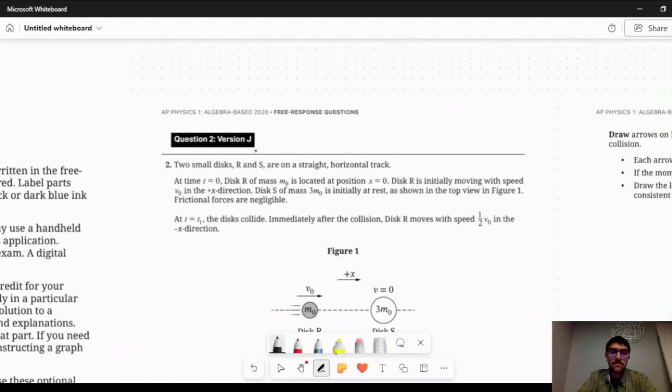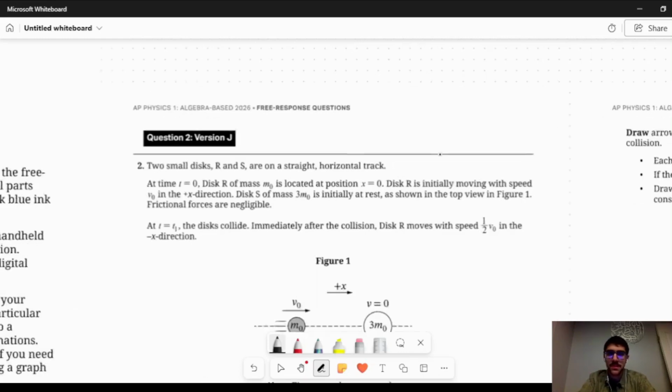By the way, this is version J because they didn't release the other versions, but there were 3 other versions. So if you took this exam, some of you did not see this question, but the majority, I'm pretty sure, got version J.